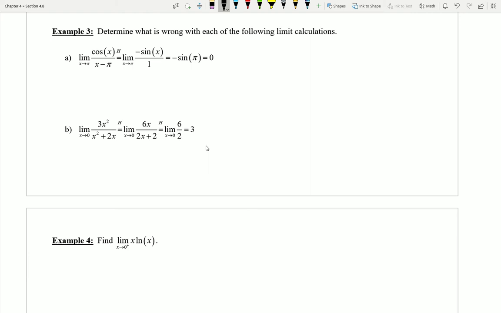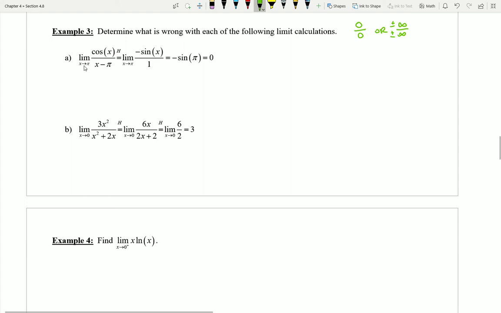All right, so hopefully you were able to find something in each of these that maybe seemed a bit fishy or not quite right. So again, one of the first things that I need to make sure that I recognize is that if I want to use L'Hopital's rule, I have to have a form of 0 over 0 or infinity over infinity. Pluses or minuses don't matter, right? I just need one or the other, or a mixture of the two.